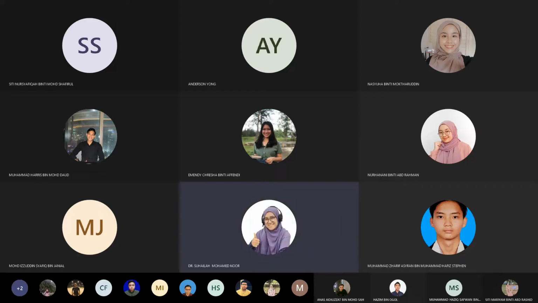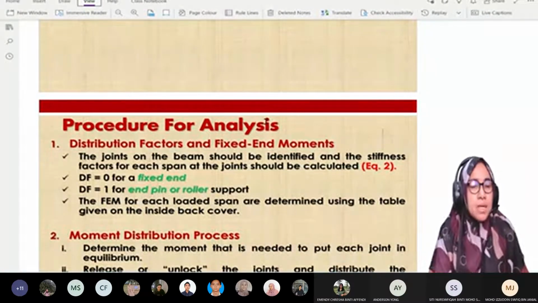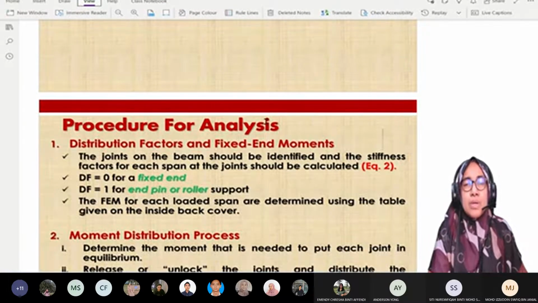Okay, so last week we discussed beam analysis, the moment distribution method. I explained about stiffness factor, distribution factor, fixed end moment, as well as how to distribute moment. And we did an example where we analyzed a continuous beam subjected to various loading, and then we distributed using the moment distribution method.